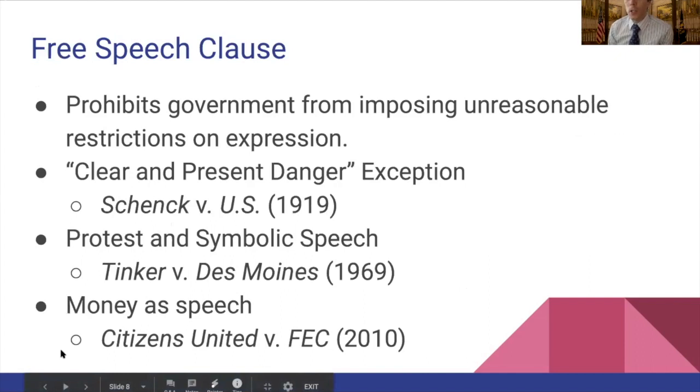The Free Speech Clause, moving on, which gets quite a bit of attention as part of the First Amendment, prohibits the government from imposing unreasonable restrictions on expression. Now, there are exceptions to that, right? And it goes back to that public interest part. The common example we give is you can't yell fire in a crowded theater because then you're endangering the lives of others, okay? So the Supreme Court defined this clear and present danger exception in Schenck versus U.S.